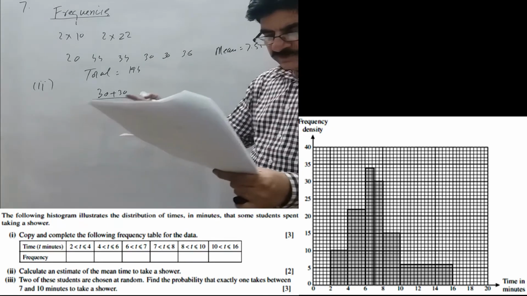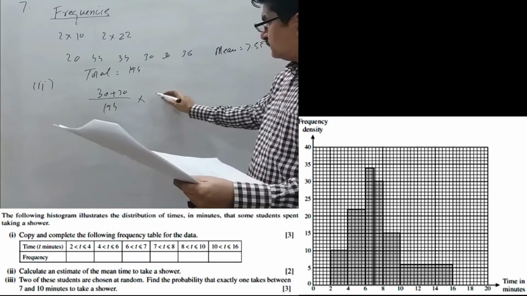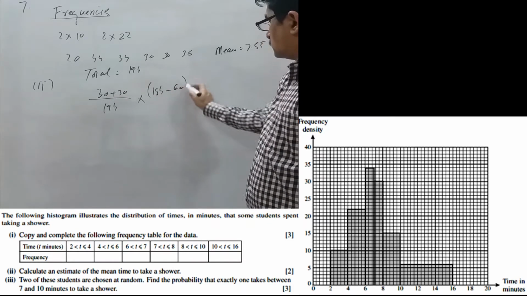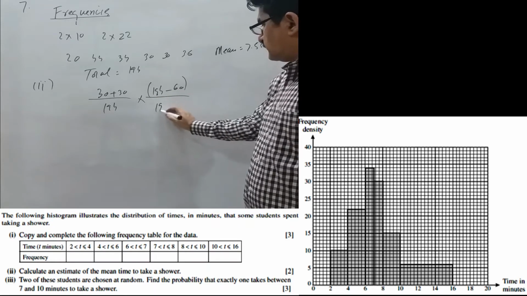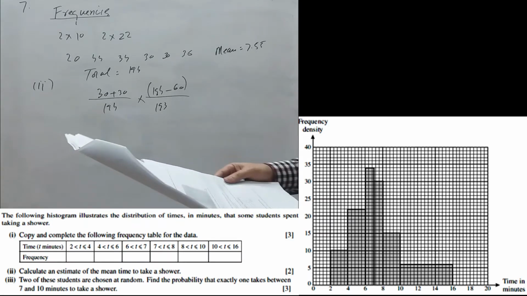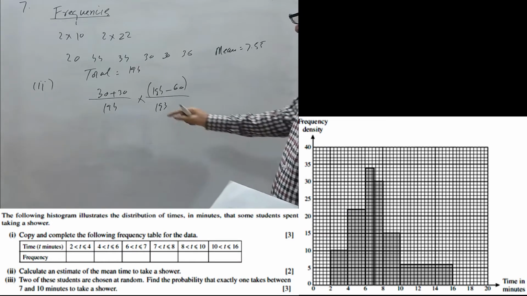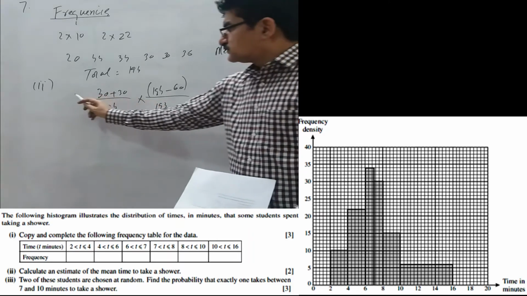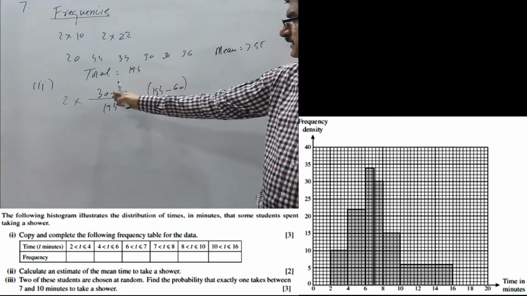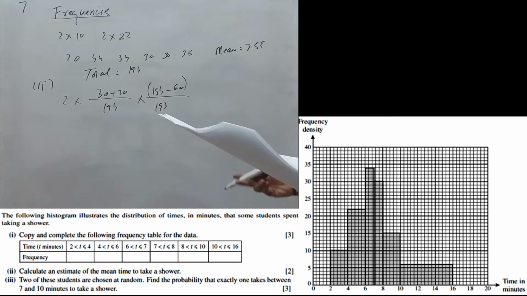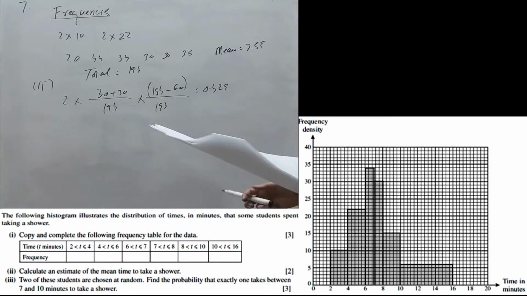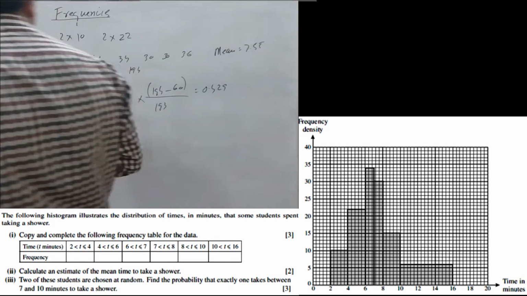There are 60 students between 7 and 10, and the remaining students will be 194 minus this 60, divided by 193. It is without replacement. One student is taken, then the total value will be reduced. Now there is also the possible sequence that first you get this and then this. So you multiply it by 2 and you will get the final answer, 0.429. This was the second part.